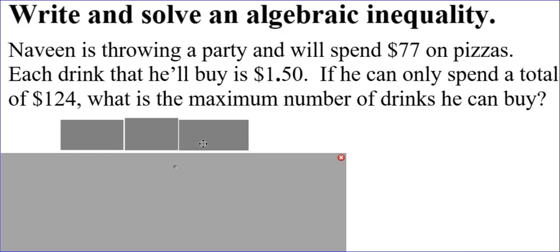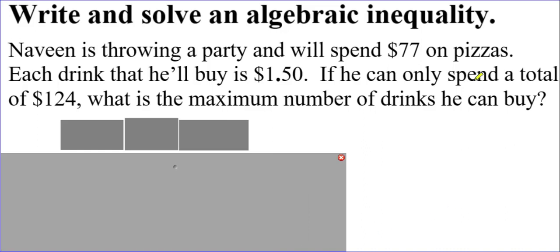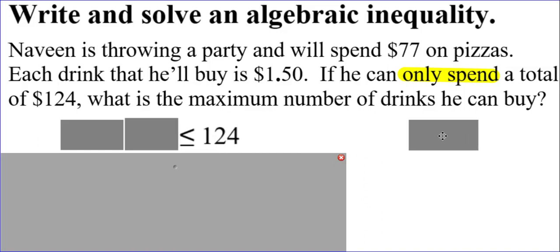Alright, so we know the total is $124, and the problem does clearly say that he can only spend that amount of money. So that means it could be equal to it, or it could be less, which is why we're going to set it up as less than or equal to.